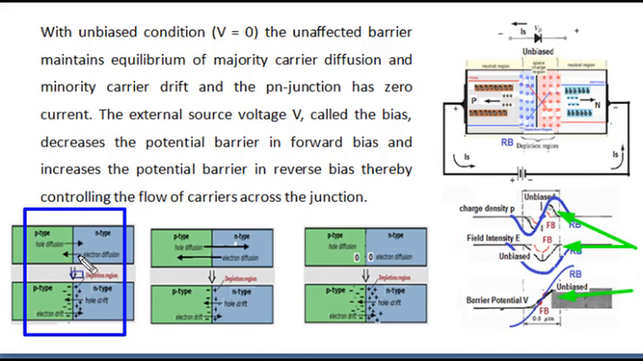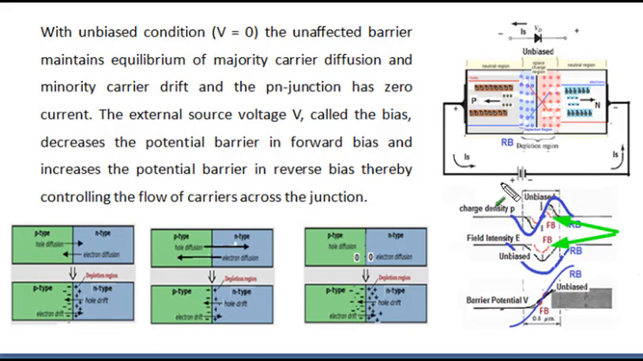In unbiased PN junction, the majority carriers diffusion current, that is hole from P to N, electron from N to P, and minority drift current, that is hole from N to P, electrons from P to N, will balance each other. Hence PN junction will maintain a zero current. So in PN junction, due to balance of diffusion and drift current, the PN junction will have a zero current. Biasing means to connect an external battery to the PN junction.